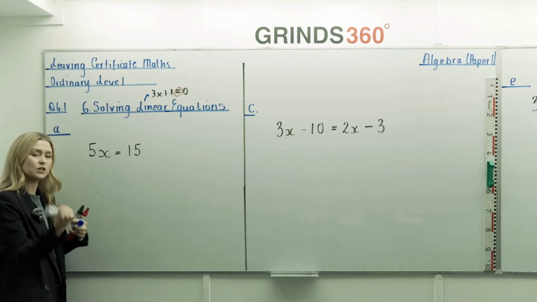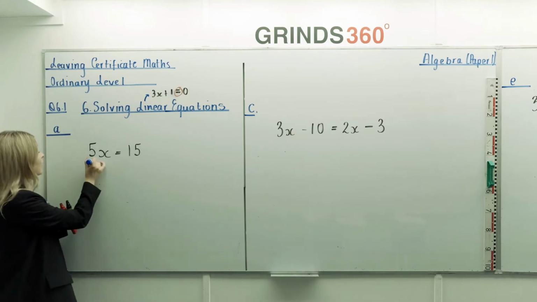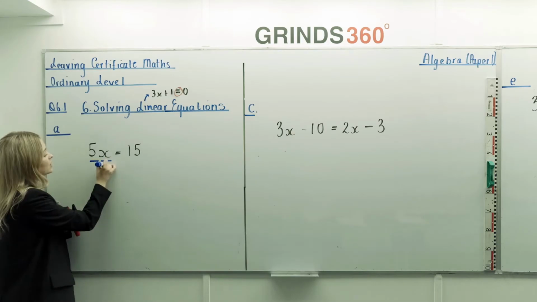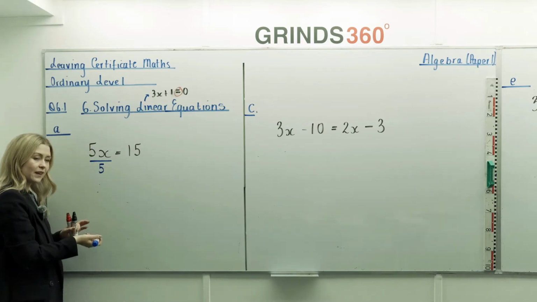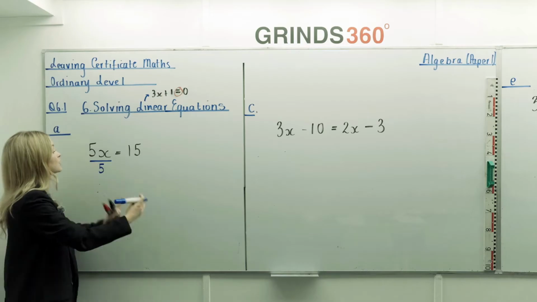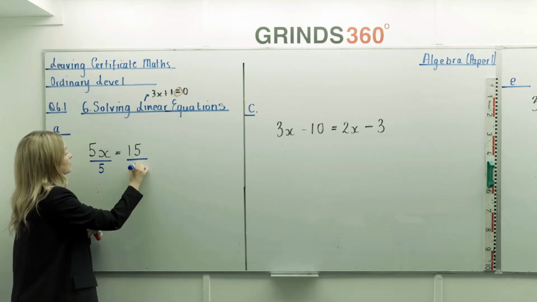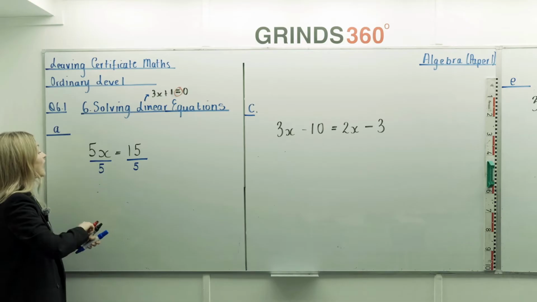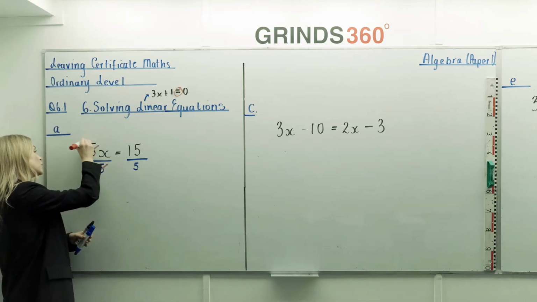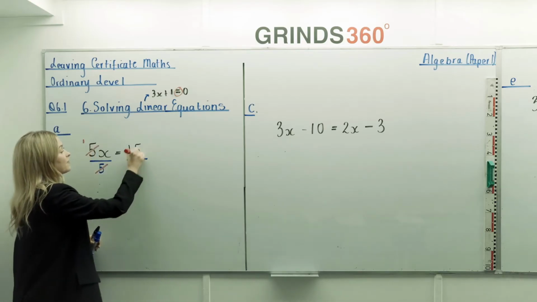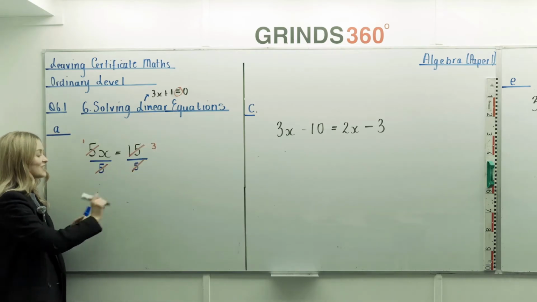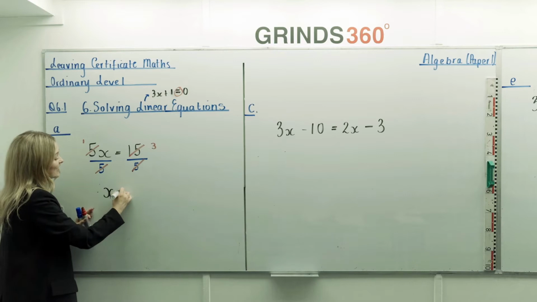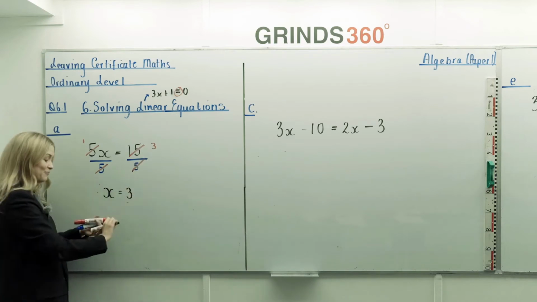What's the opposite to multiply? Well, the opposite to multiply is divide. So I'm going to divide the left-hand side by 5 because 5 into 5 goes once. If I do that to the left-hand side, I must do the same to the right-hand side. Divide it by 5. So on the left-hand side here, 5 into 5 goes once. And on the right-hand side, 5 into 15 goes 3 times. So here you're going to see that x is equal to 3.